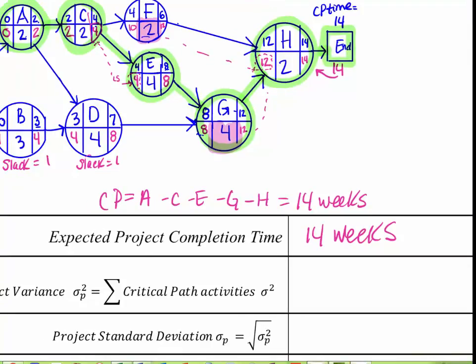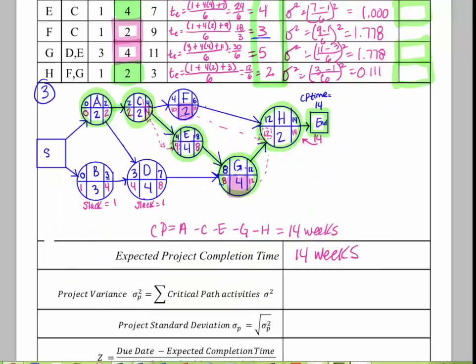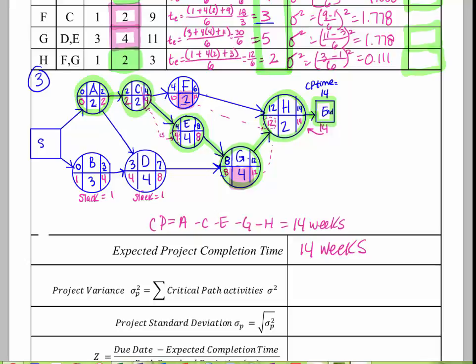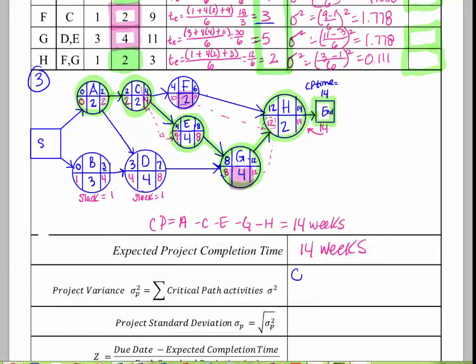So here we've got to go back up here, and we need to note on our diagram which activities are on the critical path. So we'll do that using the green here. We've got A, so we'll just do this box. We've got C, we've got E, we've got G, and we have H. So these we need to add up in order to compute our project standard deviation. So first thing we have to do is add up those path variances. So we'll do that with our pen here instead of our highlighter. So we've got to add A, which is 0.111, plus C, which is 0.111, plus E, which is 1, plus G, which is 1.778, plus H, which is 0.111.